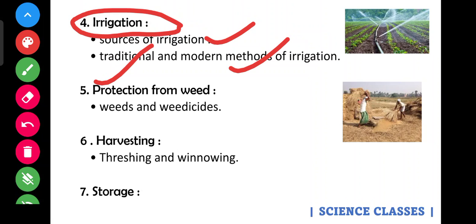In further classes, we will learn the subtypes in the traditional and modern methods, like the sprinkler system and drip system, which we will see in the modern method of irrigation.